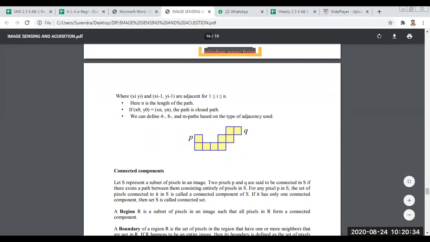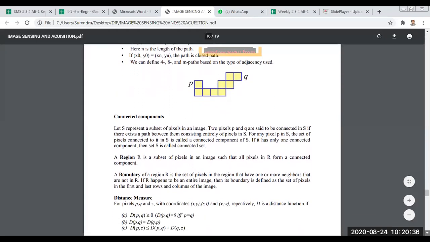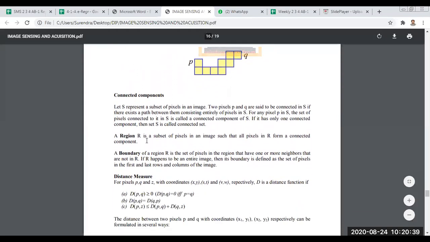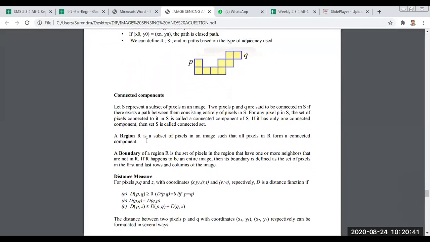Now connected components. What is next? Connected components. Connection means that generally in an image there is a region and there is a boundary. What is a region? If you consider a small part, that is called a region. What is a boundary? A boundary is a set of values having some contour. Suppose S represents a subset of pixels. Subset means let us consider one image; out of the image I am considering only some part, that is called a subset.